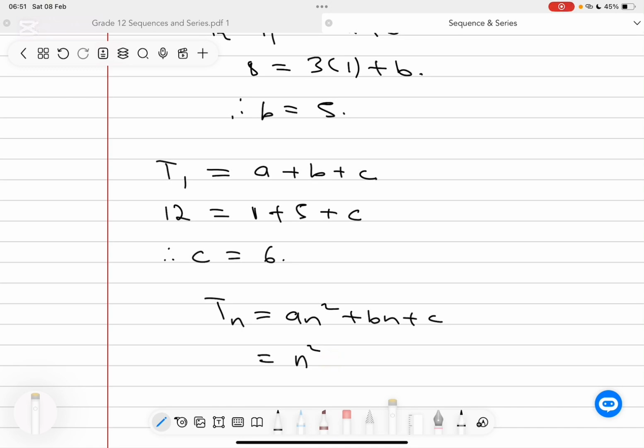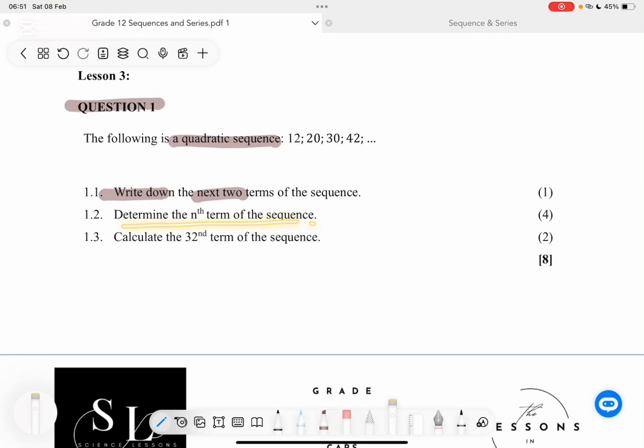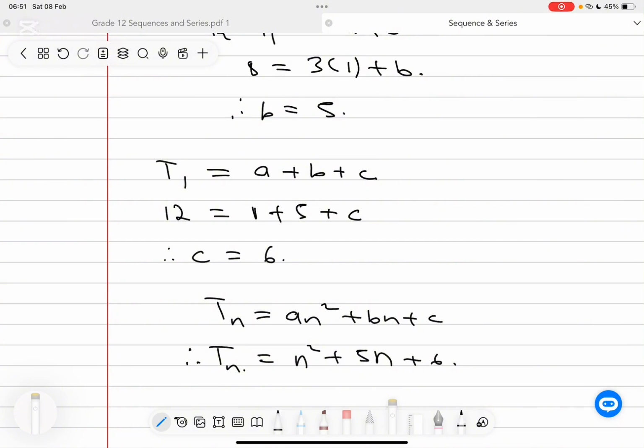But here we are going to actually have 5n, sorry, because remember b is a 5. If I put a 5 here, then I'm going to have 5n, and the c we're simply saying is a 6. And this would then be our nth term. This would be our general formula as the question requested. It would be our nth term.